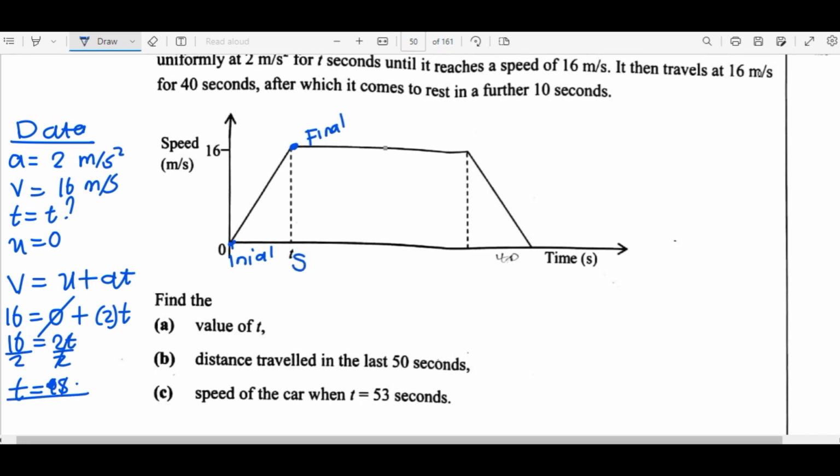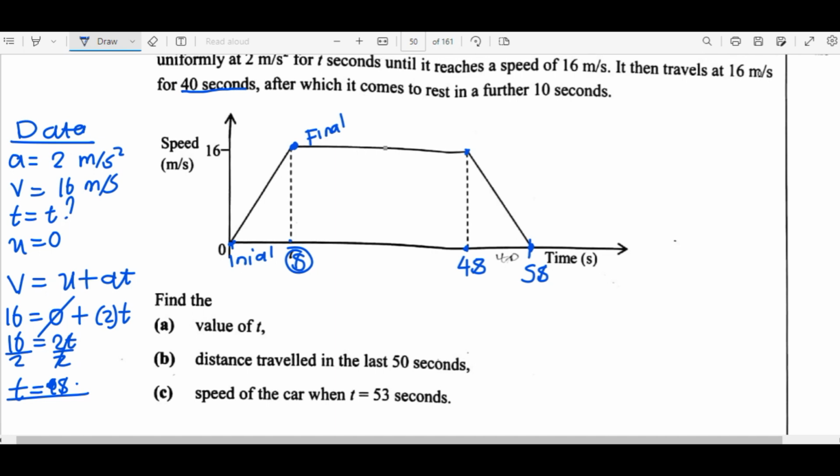So at this point we have 8 seconds. Then remember, it then travels at 16 meters per second for 40 seconds. So from this point up to this point, the time elapsed was 40 seconds. So at this point we are supposed to get 48 seconds, so we add. Then we are told after which it comes to rest in a further 10 seconds. So at this point we are supposed to get 58, since it's the addition of 10 seconds.